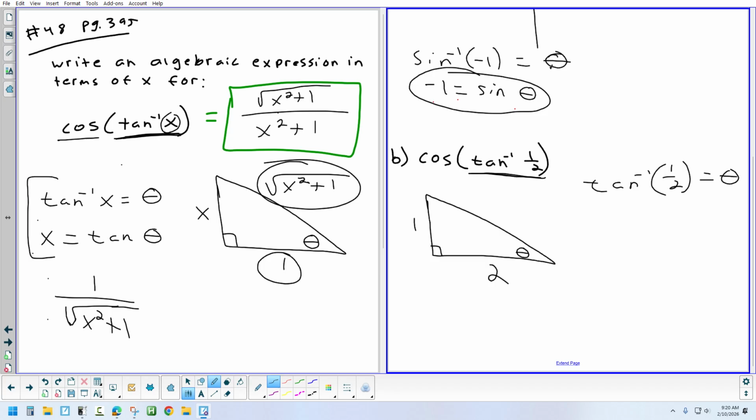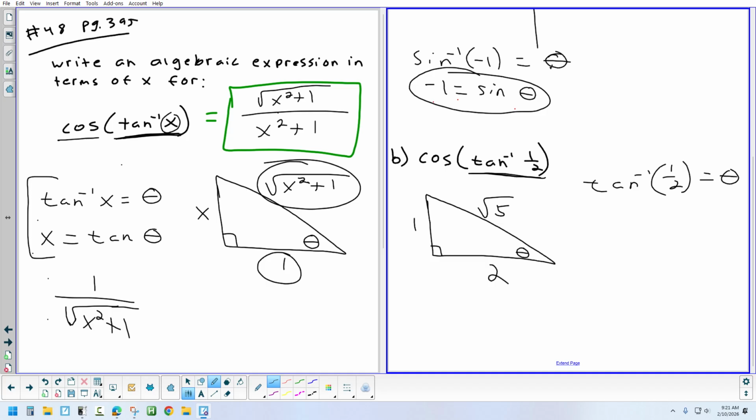Now, what trig function do they really want to know from that diagram? Yeah, they want to know the cosine. So what do I have to do to figure out the cosine in that diagram? Yeah. Right, I need the Pythagorean theorem because I don't have the hypotenuse. What's the hypotenuse going to be here? Yep. Square root of 5.